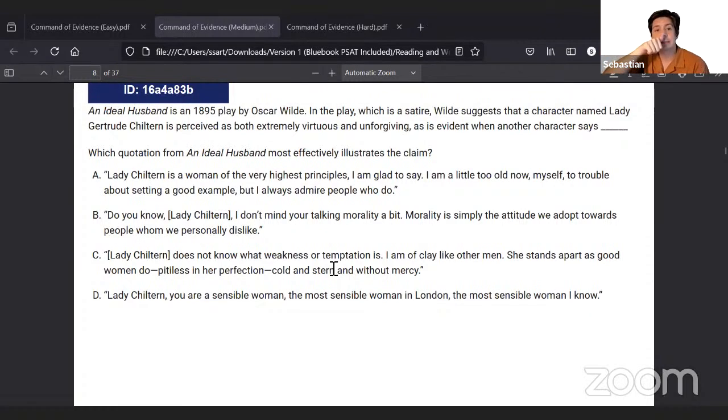An Ideal Husband is an 1895 play by Oscar Wilde. In the play, which is a satire, Wilde suggests that a character named Lady Gertrude Chiltern is perceived as both extremely virtuous and unforgiving, as is evident when another character says blank. Which quotation from An Ideal Husband most effectively illustrates the claim? Okay. So the claim is she's extremely virtuous and unforgiving.